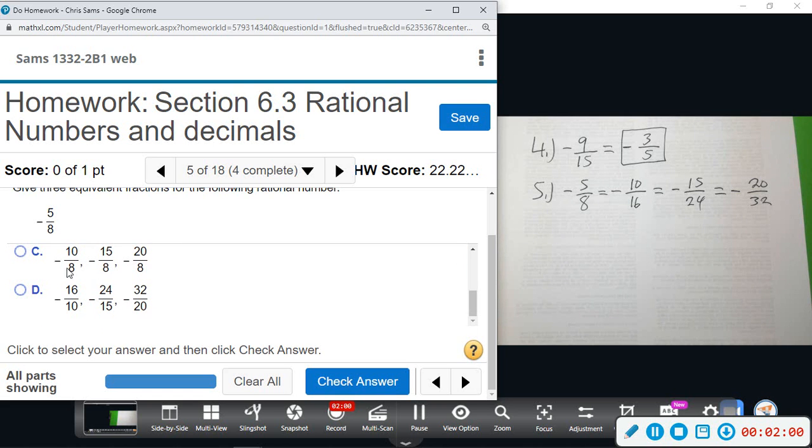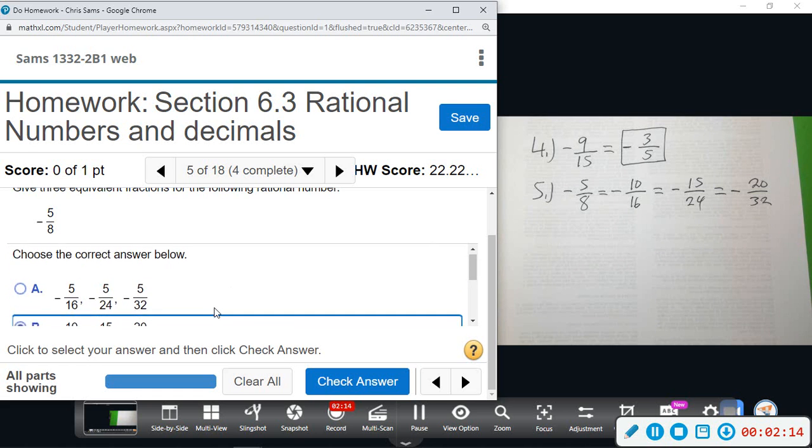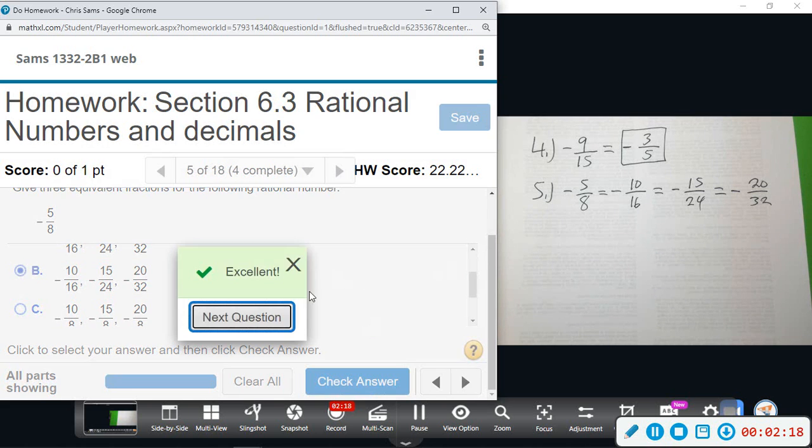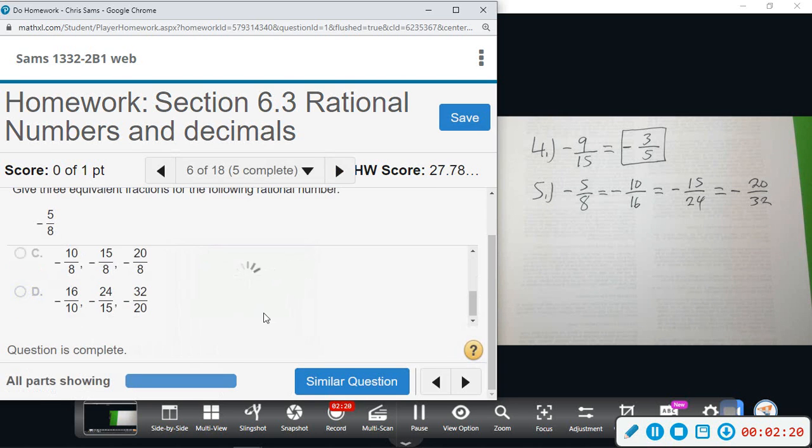If you look at C, it keeps the bottom the same. And then D looks like our numbers, but they're flipped. Okay, the 16 is on top, 10 is on the bottom. 24 and 15. So you've got to be careful of the orientation. So B is the one that's going to match with similar fractions.